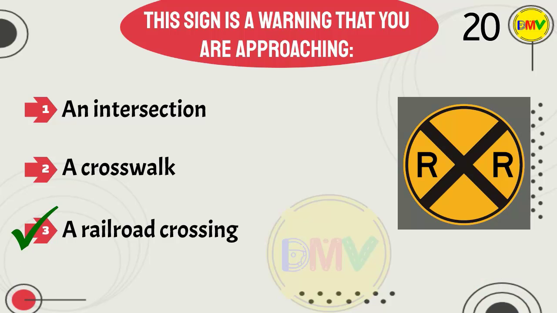The correct answer is 3. A round sign means you are approaching a railroad crossing. This sign is posted a few hundred feet in front of the tracks and tells drivers to slow down, look, listen, and prepare to stop.